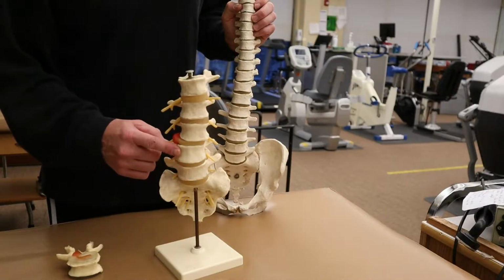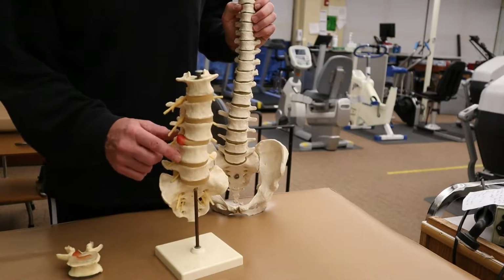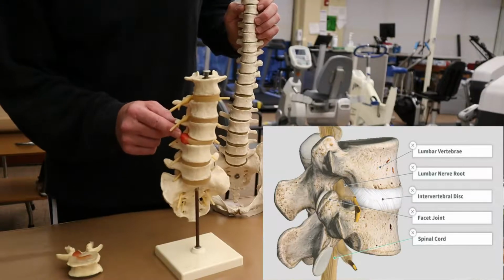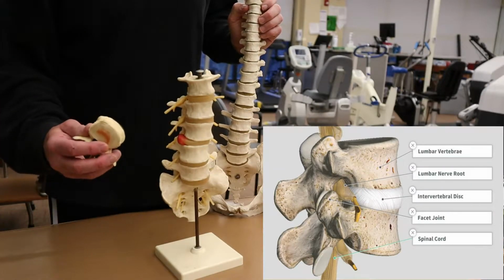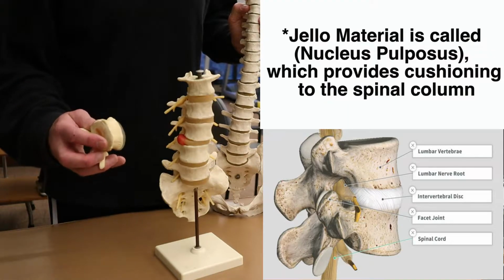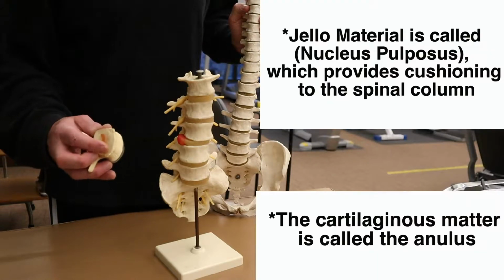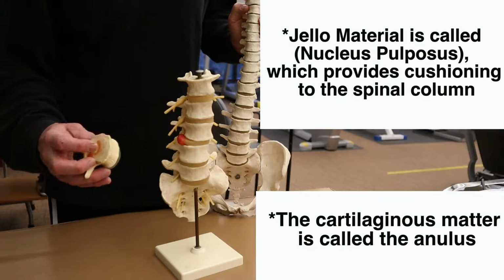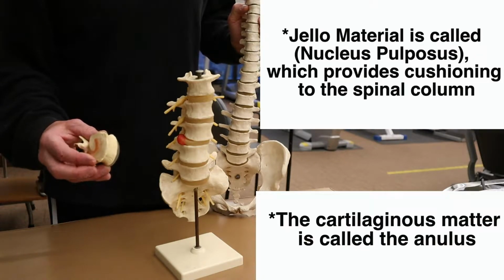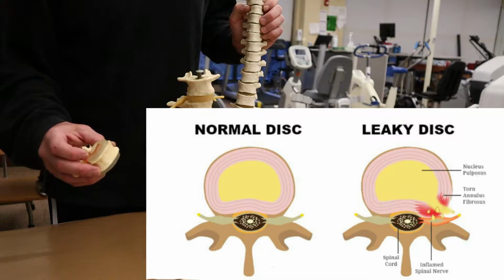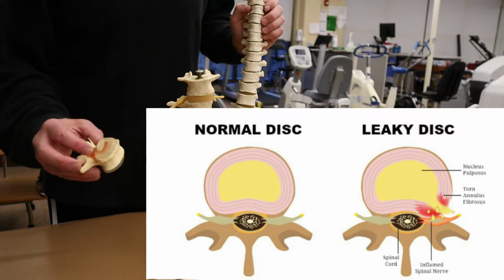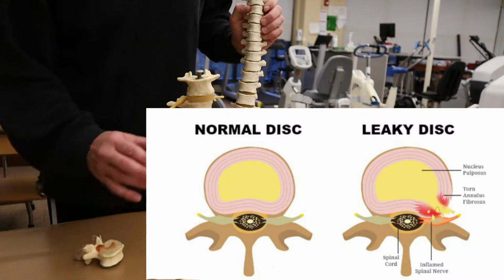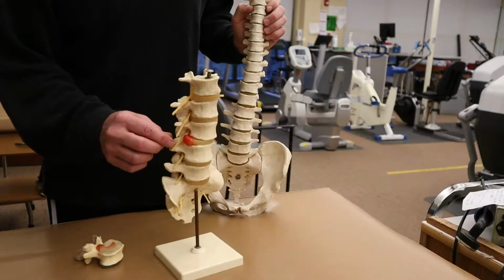Around the front part of the vertebral body is the disc. Now the disc separates the vertebral bodies one from the other, and they have a jello type material in the center of the disc, and then some cartilaginous matter that goes around the outside of the disc. And you can get tears in the outside of the discs, or you can get a larger tear and have some of the inside fluid leak out towards the back part, toward your nerve.